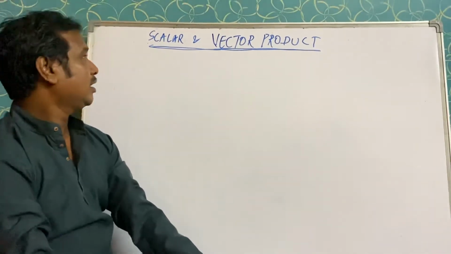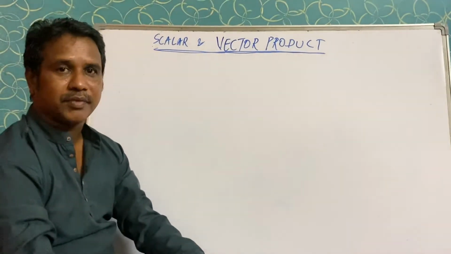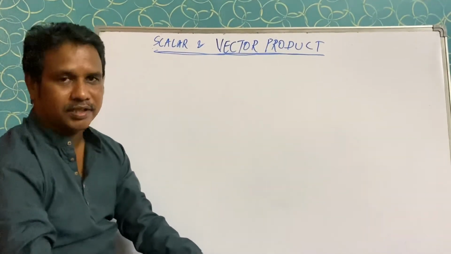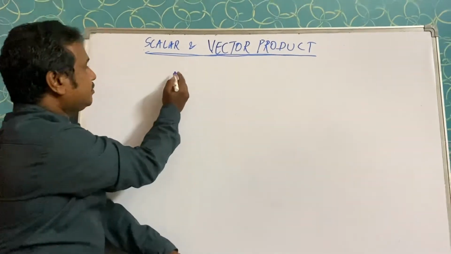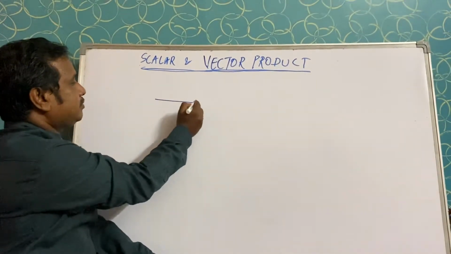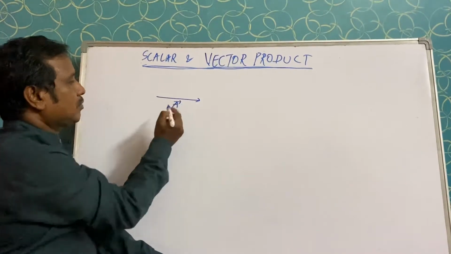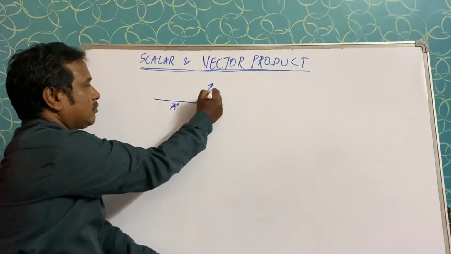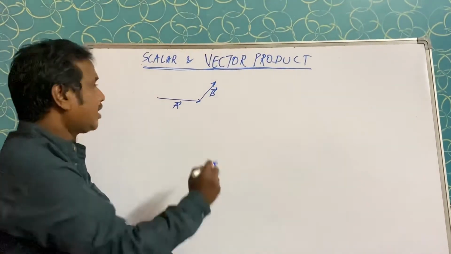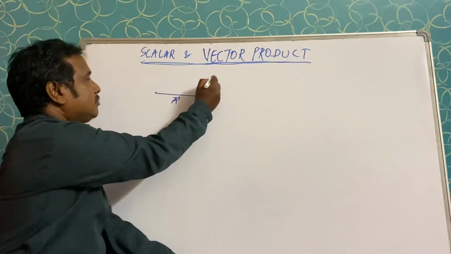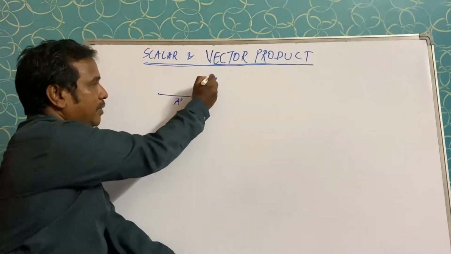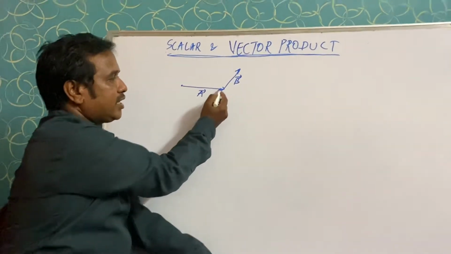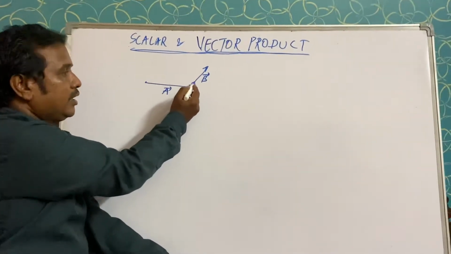For the scalar and vector product, before that we will see how you are adding a vector to another vector. We will see first fundamentally. Suppose you are taking A as a vector, and another vector is B. So vector addition is nothing but head to tail, in a particular order. When the second vector's tail is added to the head of the first vector, it is called head to tail order.